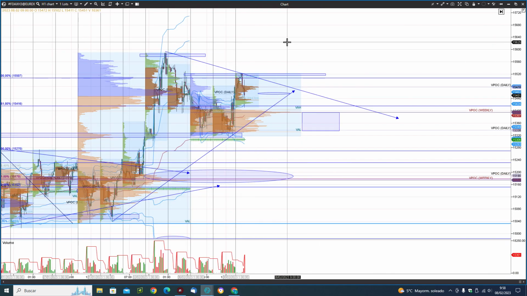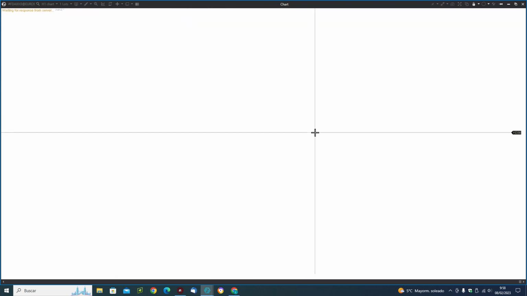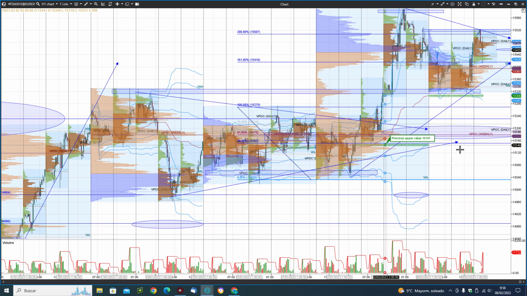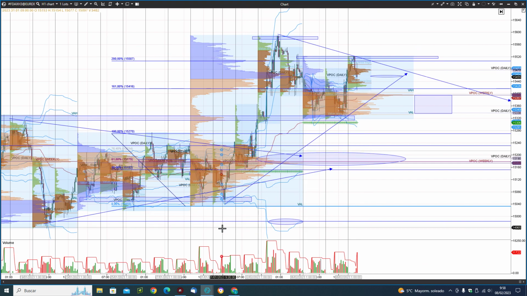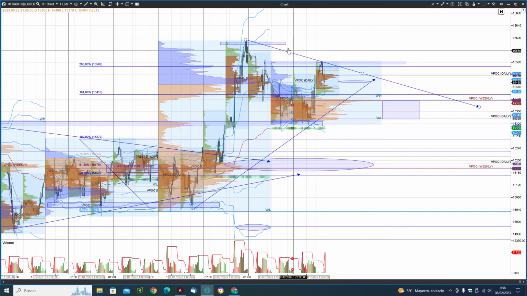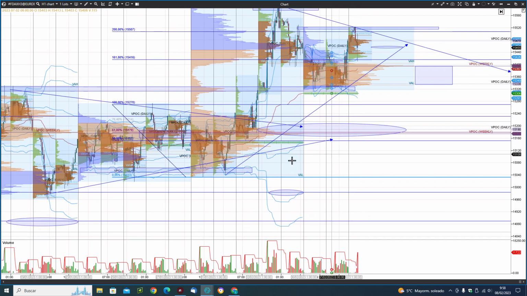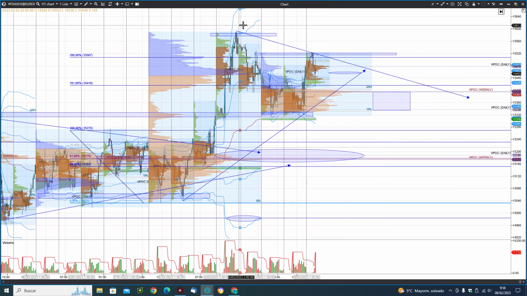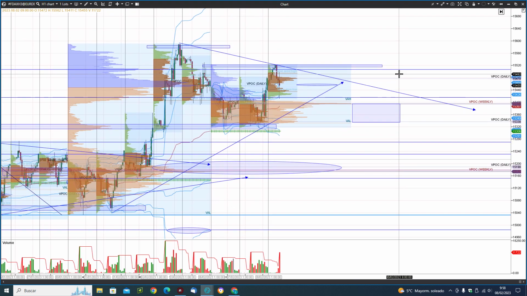Okay, the last instrument, DAX. We can see there is a wedge here. We can see an uptrend line, we can see a downtrend line, so perhaps the price can compress around this zone. And what are the targets?